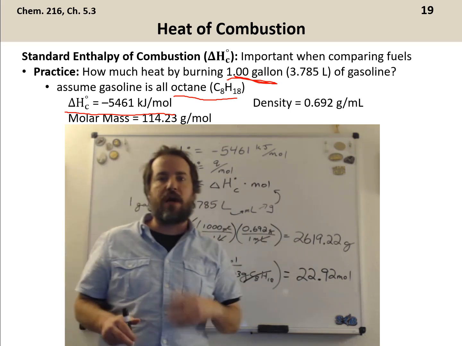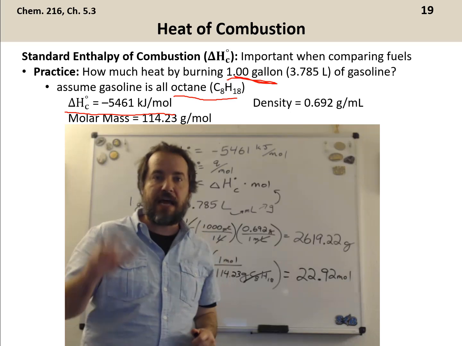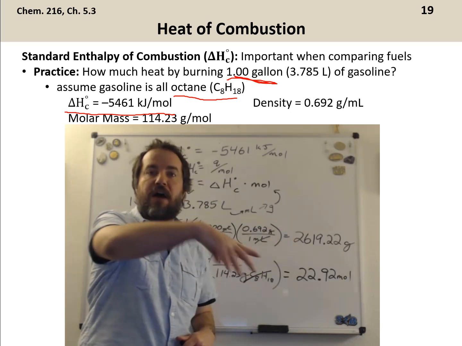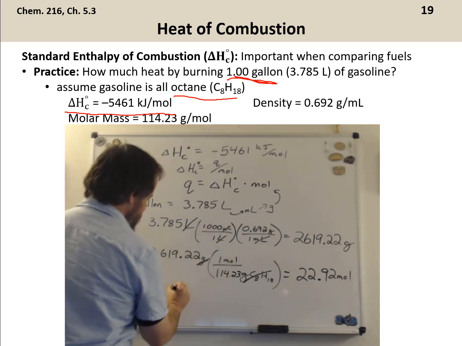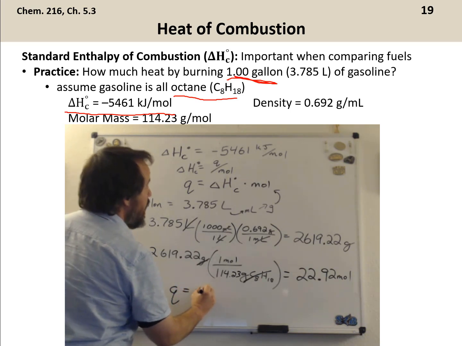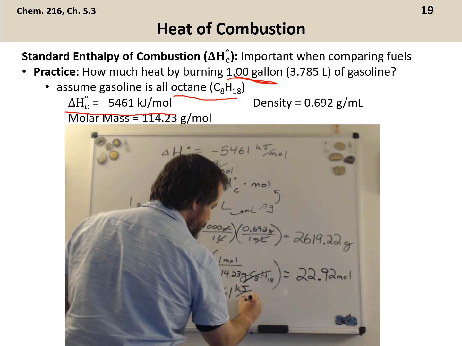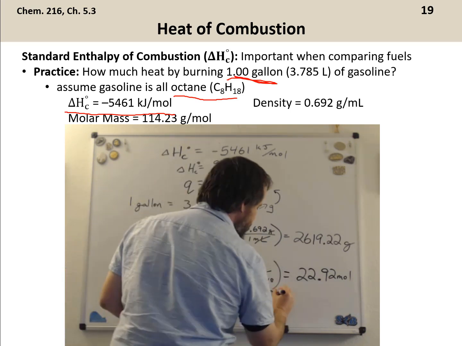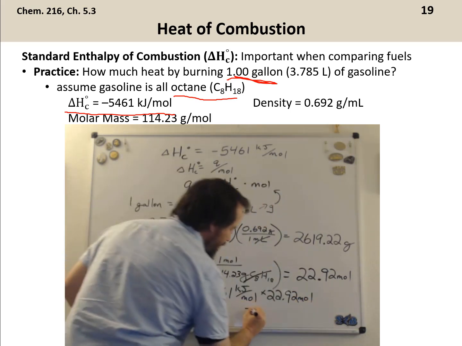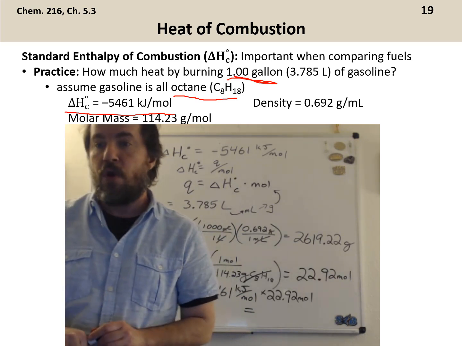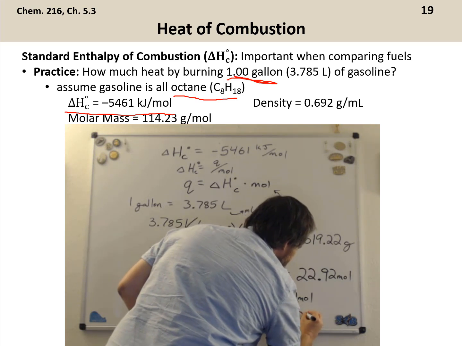It's like if I go to the store and they say, hey, it's $1.25 per avocado. If I get 2 avocados, it's $1.25 times 2. Okay? So I take this negative 5461 kilojoules per mole, multiply it by 22.92 moles, and that's going to get me my final value, which is 125,000 kilojoules.